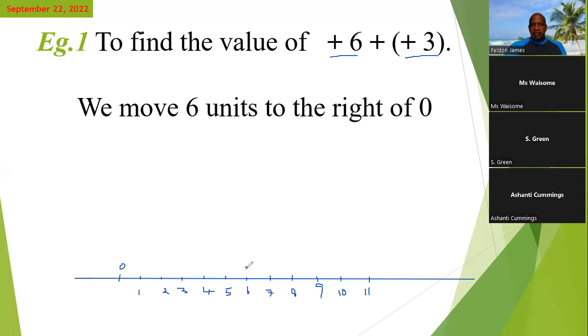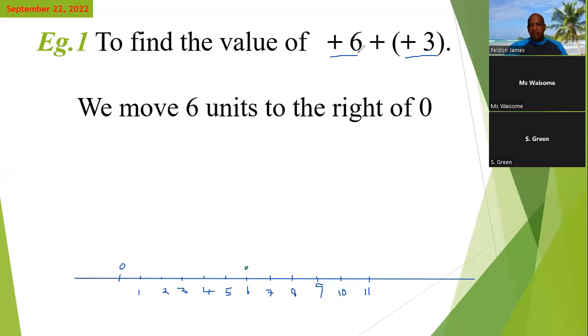So if we start off from 6, that means we start with the number 6 and we're adding 3, and this positive here tells you that from 6 you have to move 3 places to the right. So you will have a movement of 1, 2, 3. Now, if you add 3 to the 6, you will end up at 9. And so that gives you the answer of adding positive 6 plus positive 3.